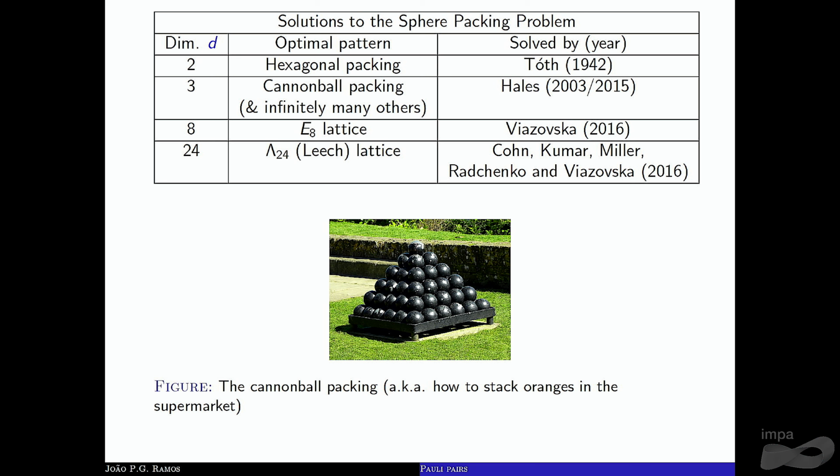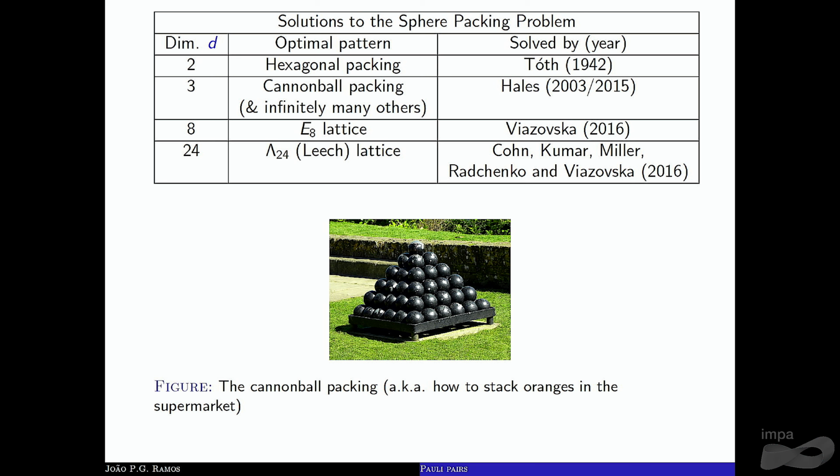In dimension 8, she came up with a proof. And the story goes as follows: she had an almost complete proof in dimension 24, but there was a gap right at the end, and then Cohn, Kumar, Miller, and Radchenko came in and helped her, and they managed to finish the proof. So it's a collaborative effort in dimension 24, and in dimension 8, it's the original breakthrough by Maryna.